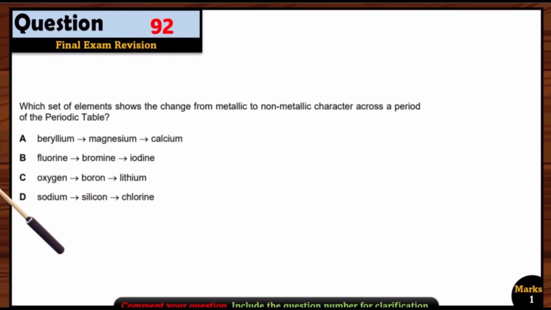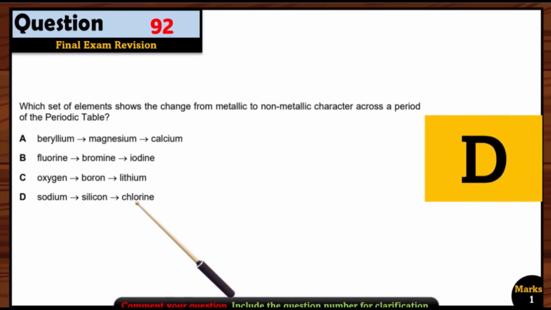But if you see the sodium, silicon, and chlorine, they are in the same period, and that is period 3. So that's why option D is the right option here, because sodium is metallic, silicon is non-metallic, and then we have chlorine that is more non-metallic. So D option is correct.